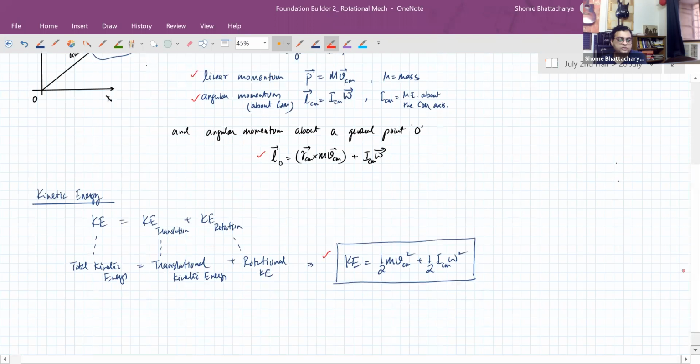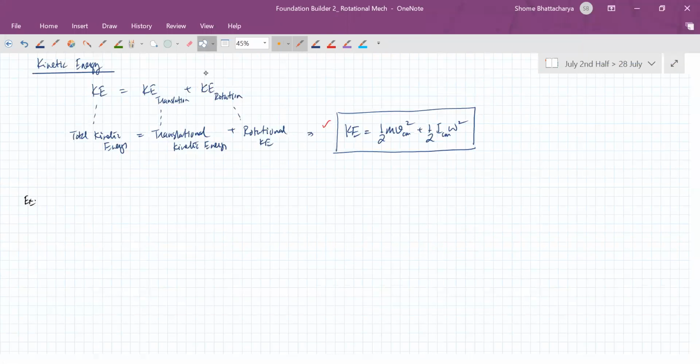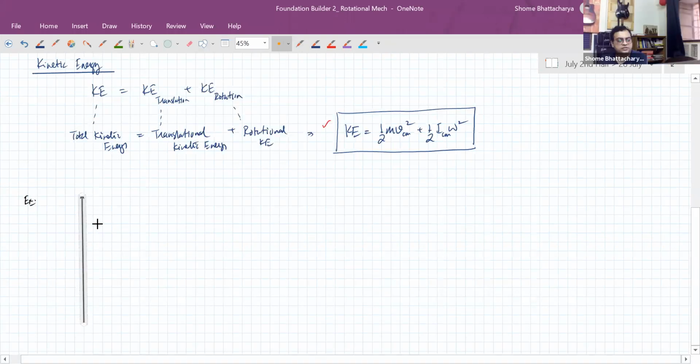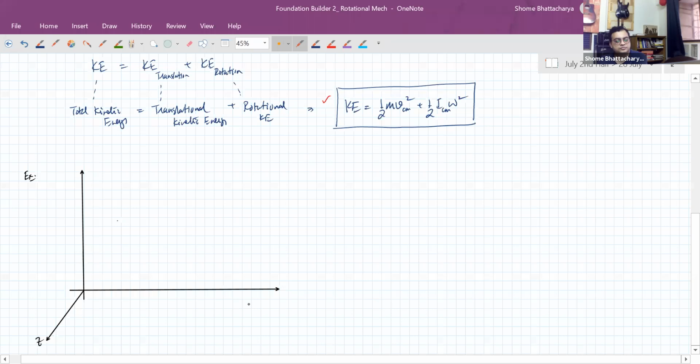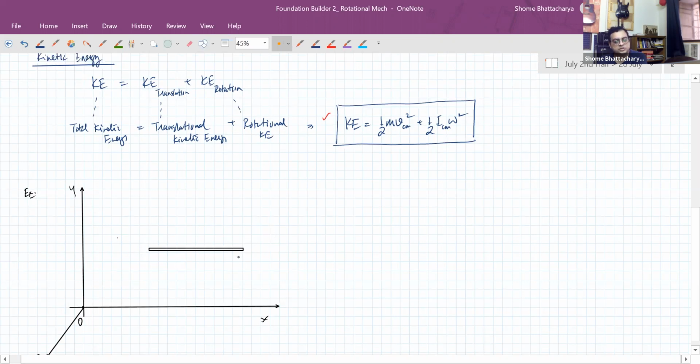Okay, so let's look at an example problem based on this now. We have a situation like this, that with respect to a standard XYZ coordinate system, we have a rod that is moving in such a way that at a certain given instant of time, this is a thin uniform rod, mass m, length l.